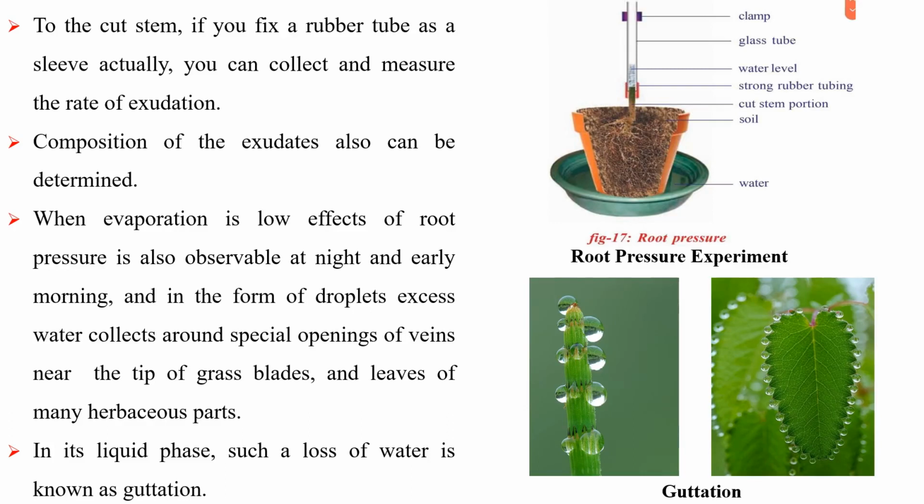When evaporation is low, the effects of root pressure are also observable at night and early morning, in the form of droplets. Excess water collects around special openings of veins near the tip of grass blades and leaves of many herbaceous plants. In its liquid phase, such a loss of water is known as guttation.